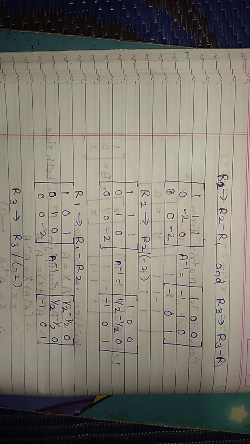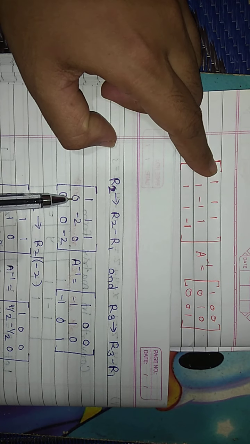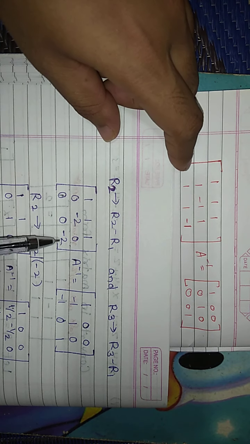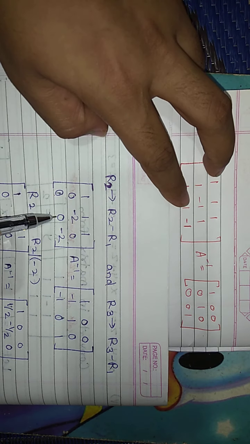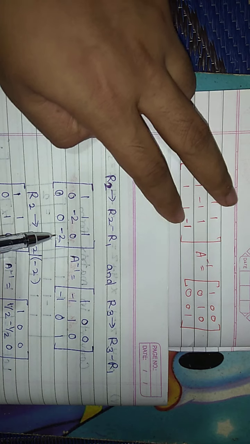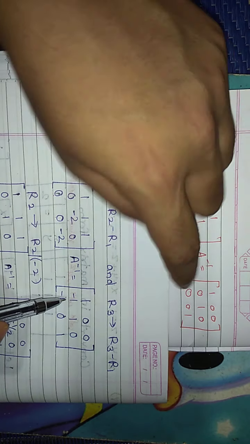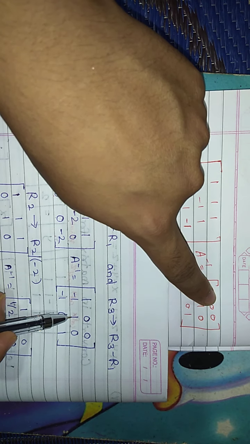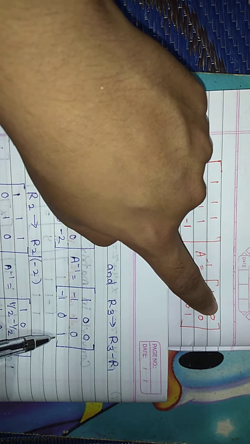So now R2 minus R1. So 1 minus 1, 0. Minus 1 minus 1, minus 2. 1 minus 1, 0. Next step, R3 minus R1. So 1 minus 1, 0. 1 minus 1, 0. Minus 1 minus 1, minus 2. A inverse is equal to, now the next step same, 1 minus 0, 1, 0 minus 0, 0, 0 minus 1, minus 1, 0 minus 0, 0, 1 minus 0, 1.